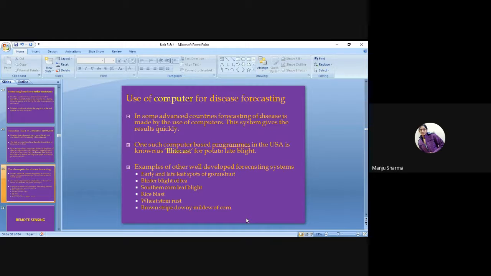One such computer-based program in the USA is known as Blitecast for potato late blight.